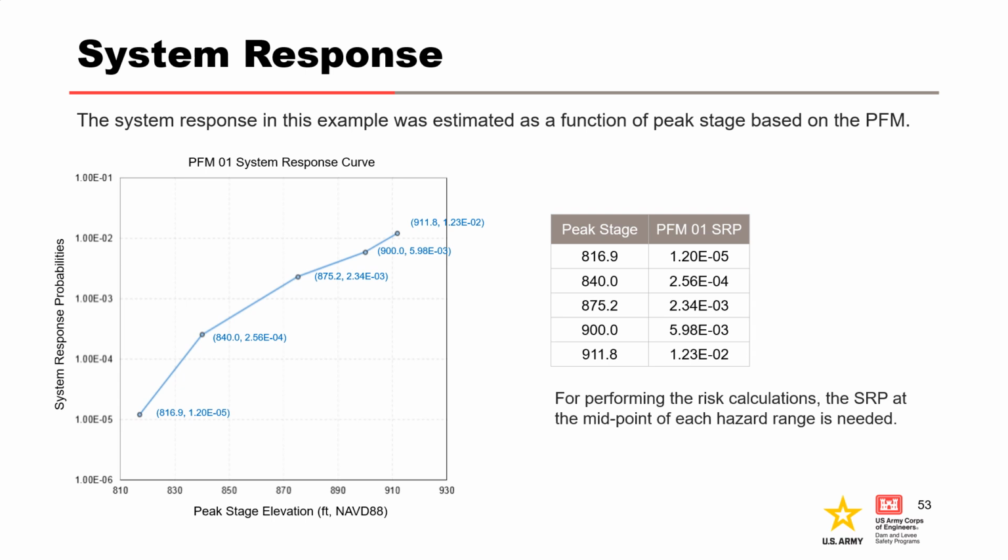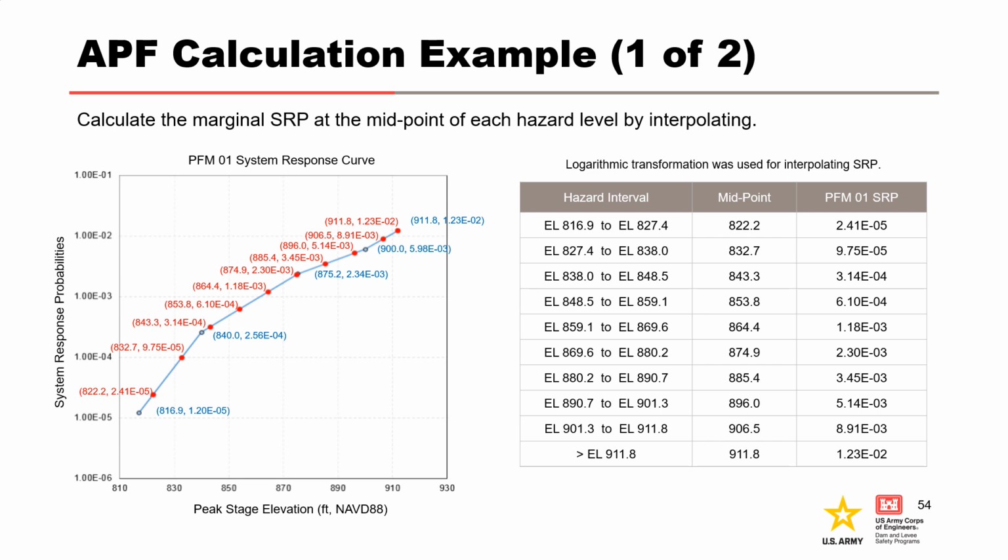For calculating the annual probability of failure, we will need the system response probabilities at the midpoint of each of the hazard intervals that we created earlier. For each interval, we're going to take the midpoint, which is the average stage for that interval, and then we're going to interpolate from the system response curve to get the probabilities.